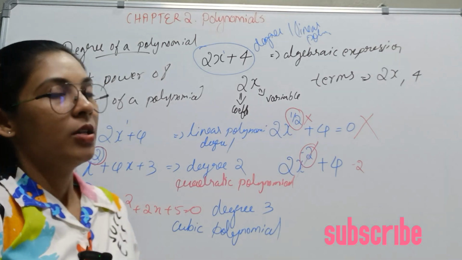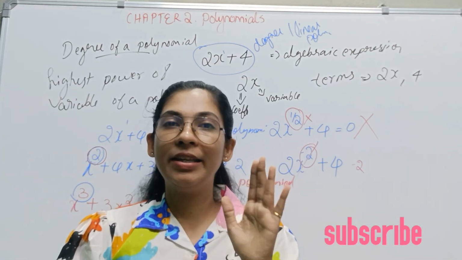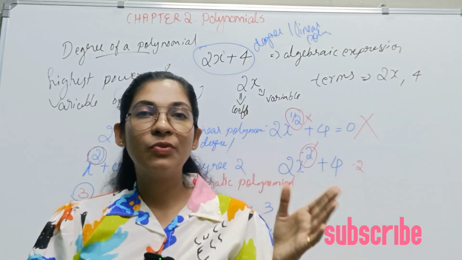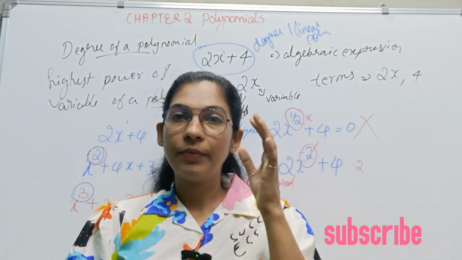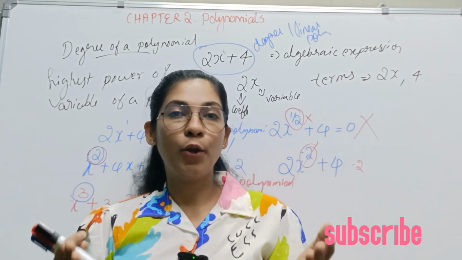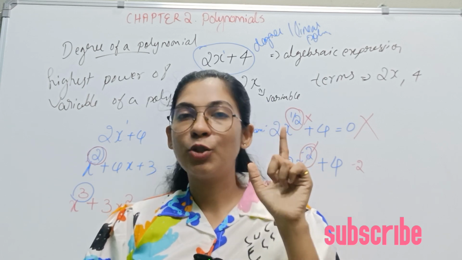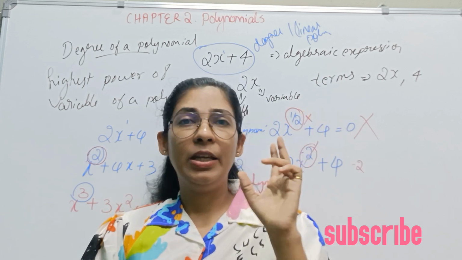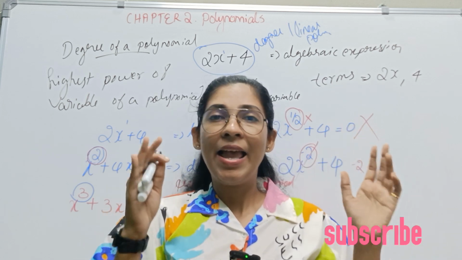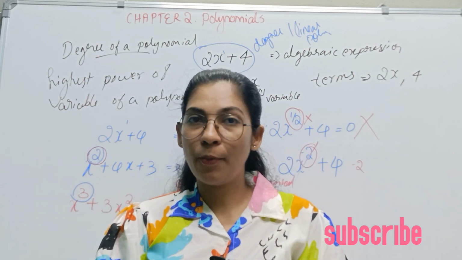Is it clear now? So what is the degree of a polynomial? The highest power of the variable in a polynomial is said to be the degree of the polynomial. Based on the powers, we can classify polynomials as linear, quadratic, and cubic polynomials. Any polynomial with degree 1 is said to be a linear polynomial. If the degree is 2, then it is said to be a quadratic polynomial. And if the degree is 3, then it is a cubic polynomial.